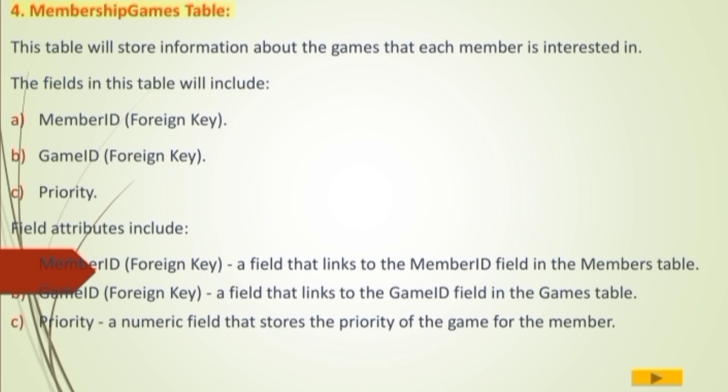4. Membership games table. This table will store information about the games that each member is interested in. The fields in this table will include A. Member ID foreign key. B. Game ID foreign key. C. Priority. Field attributes include A. Member ID foreign key, a field that links to the member ID field in the members table. B. Game ID foreign key, a field that links to the game ID field in the games table. C. Priority, a numeric field that stores the priority of the game for the member.